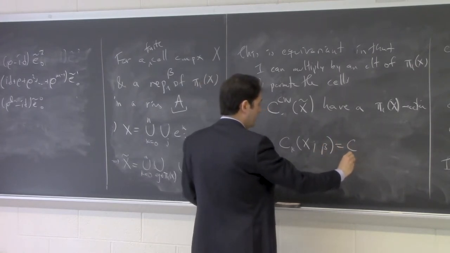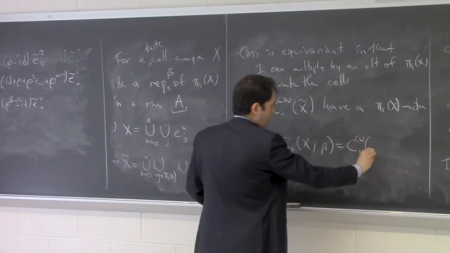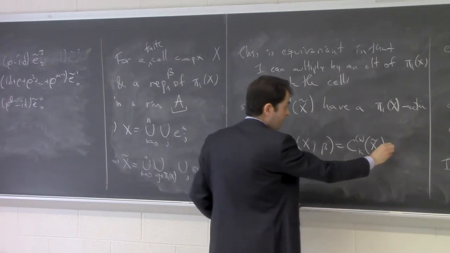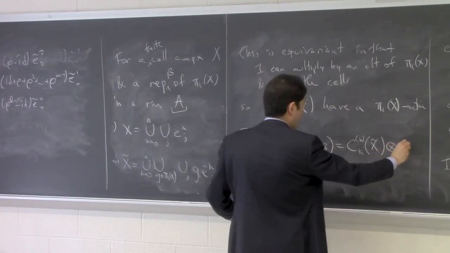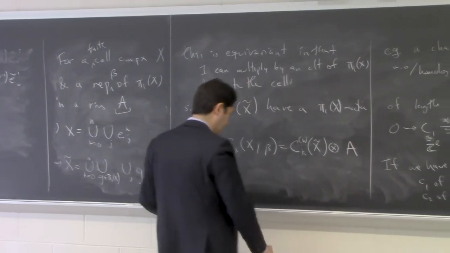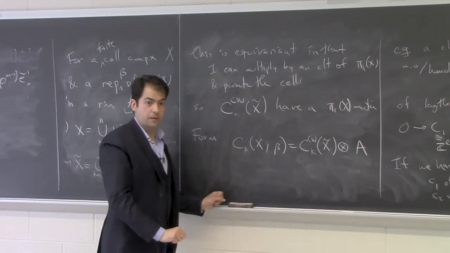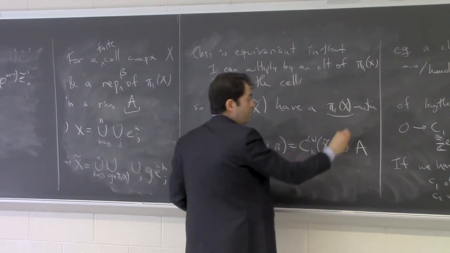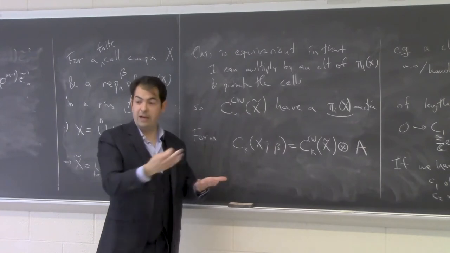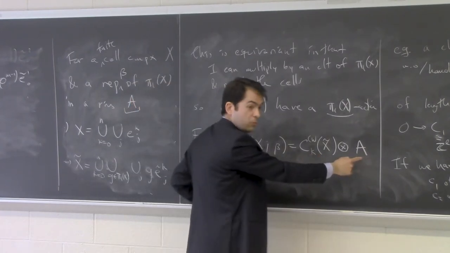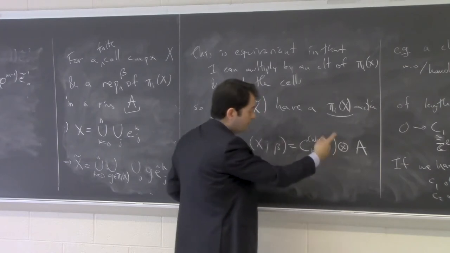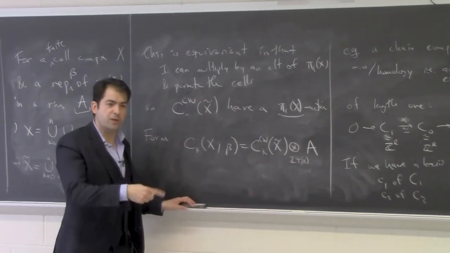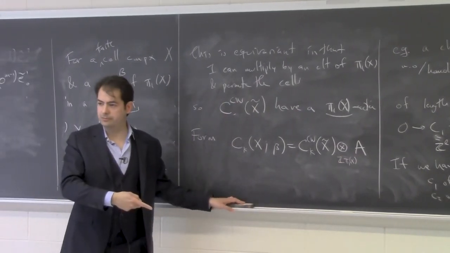to be what you get by looking at the equivariant cells on x tilde, and then tensor that with this ring using the representation beta, right? So this tensor product, you'd want to say pi 1, because it's the pi 1 action that we're modding out by. Pi 1 acting here should be the same as moving that pi 1 to act over here. But you tensor over a ring, so really it's the group ring. So the free abelian group on the group Pi 1.